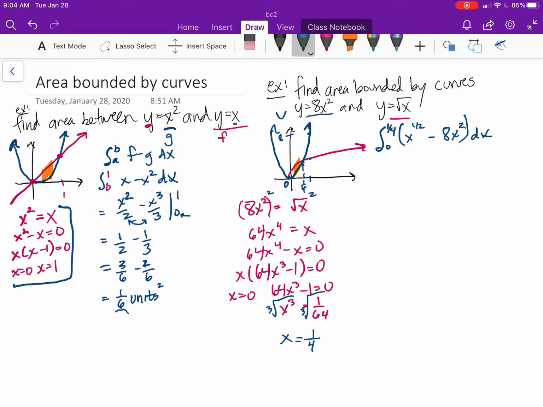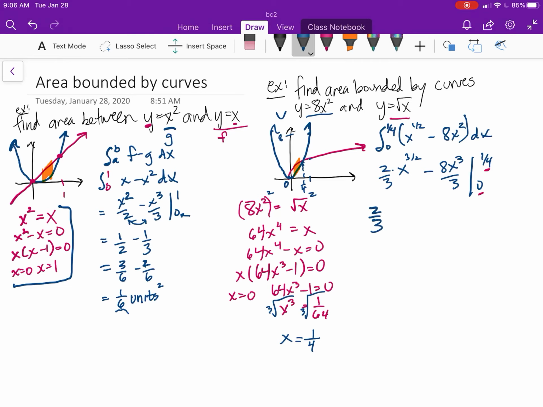We really can't do much with that, so let's go in and integrate. X to the 1/2, add 1, we'd have x to the 3/2 divided by 3/2 or multiplied by 2/3, minus 8x to the 3rd over 3, 0 to 1/4. Again, we lucked out with this 0 here, right? I don't need to substitute 0, they're both going to be 0. So substitute the 1/4.